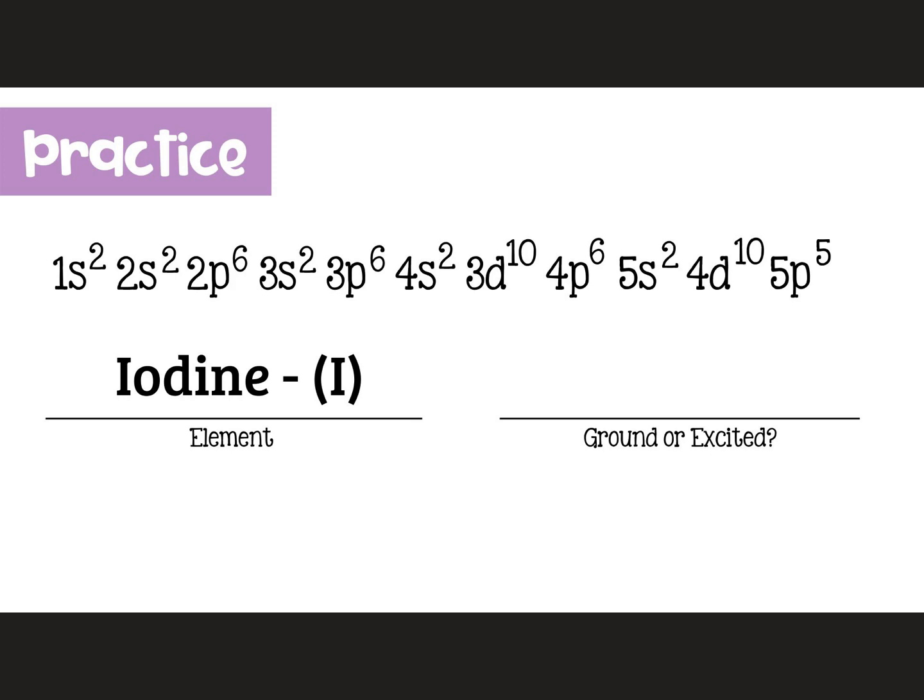And then you see that all of the orbitals, except for the last one, are completely full. All of the S's have 2, all of the P's have 6, and all of the D's have 10. That means that this atom is in the ground state.